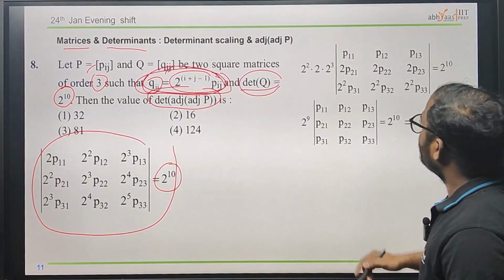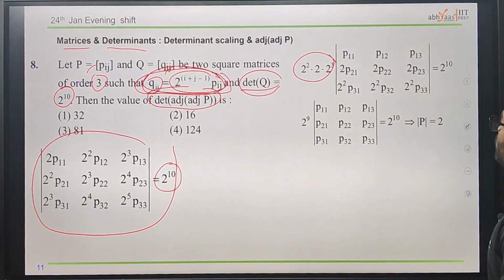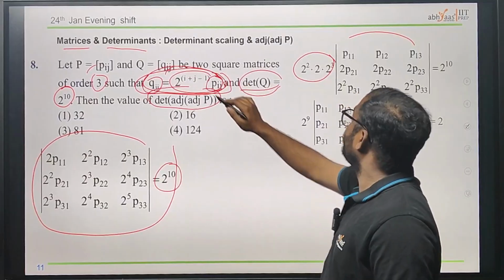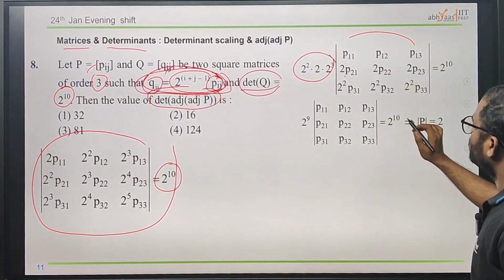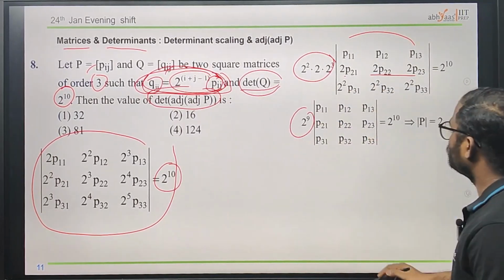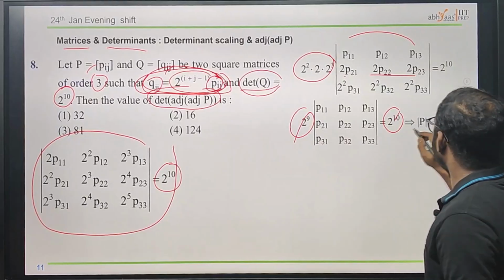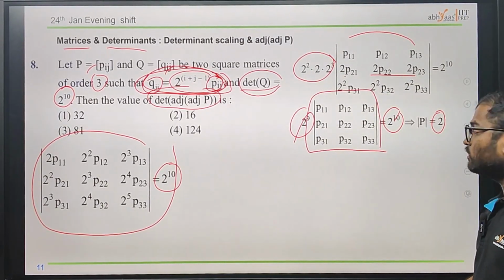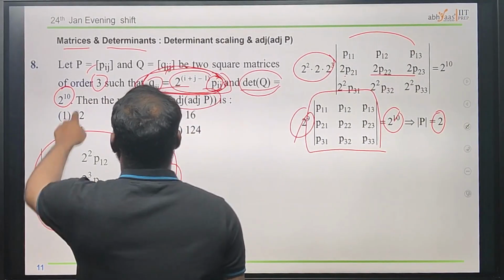Next, after doing that, taking the common factor 2 squared into 2 cubed, we get this kind of situation. Now we have the Pij, and separately we have a 2 here. Now just take this 2 outside. Again we have 2 power 9 equal to 2 power 10. Now this will cancel out. What remains is 2. Then this will be all Pij. Therefore the determinant of Pij is 2.